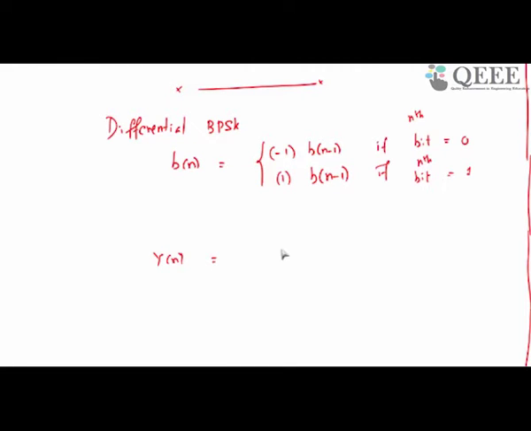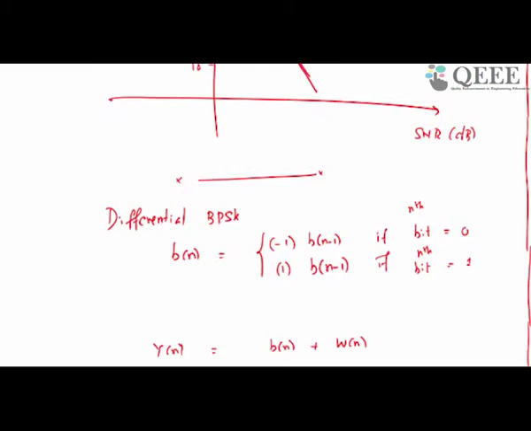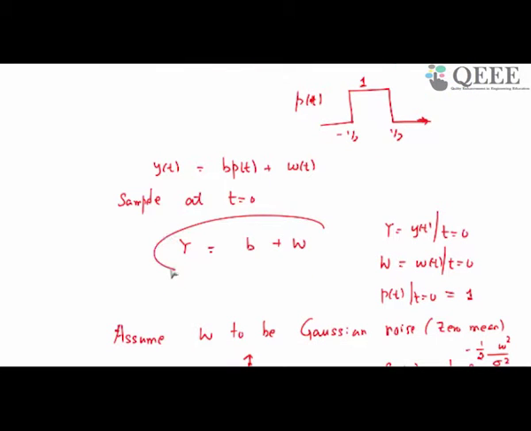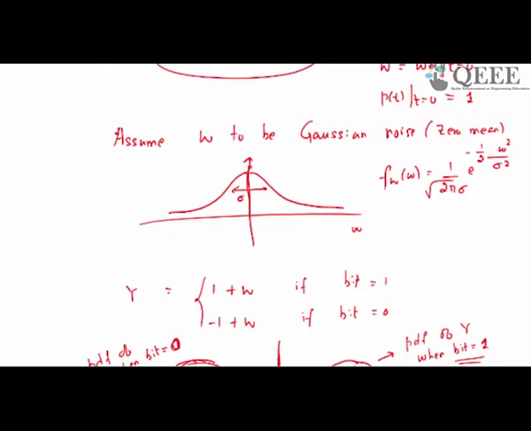So now let us look at the corresponding observation. y of n will be B of n plus noise, and y of n minus 1 will be B of n minus 1 plus the previous noise, right? So just like what we have here. When I sent only one single bit, I'll have that corresponding bit plus noise. But now I'm sending information.